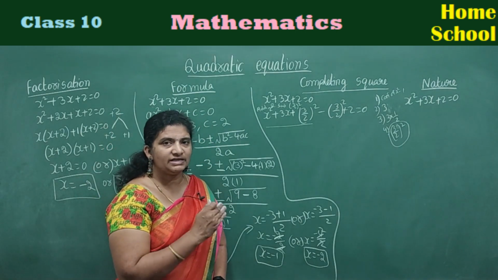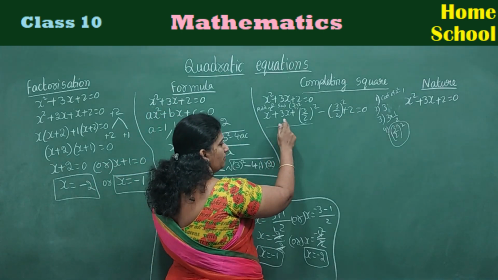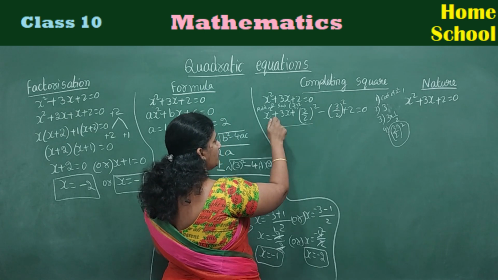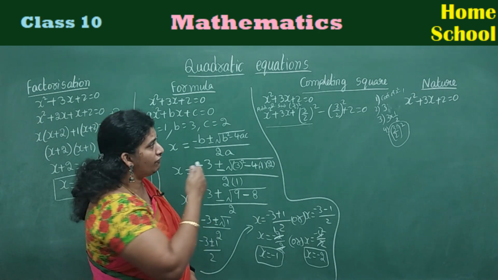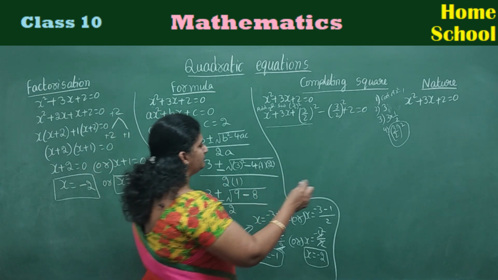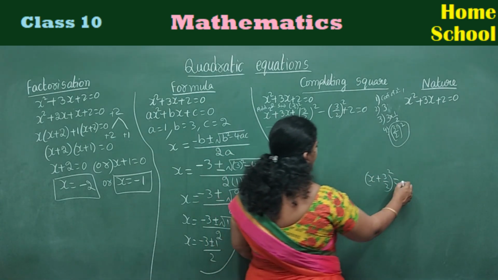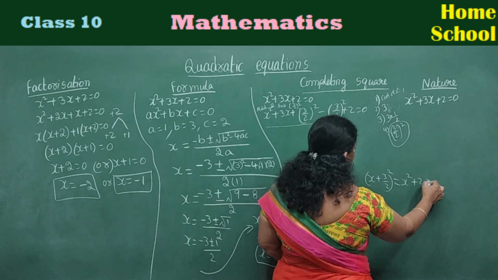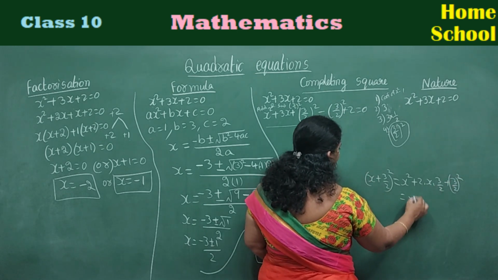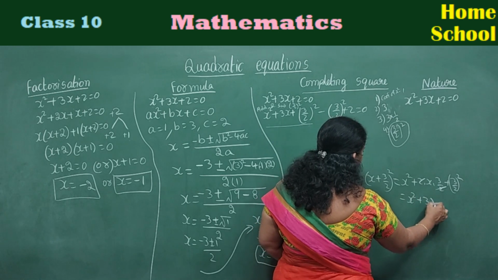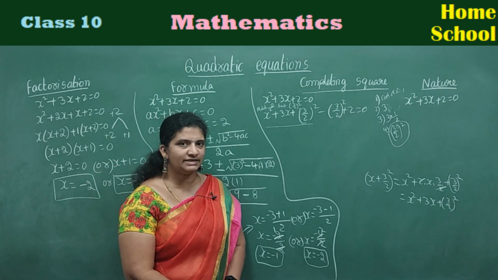Which formula? a square plus 2ab plus b square. If you have a negative sign here, we need to write a minus b whole square. If you want, you can check it out. x plus 3 by 2 whole square is nothing but x square plus 2 into x into 3 by 2 plus b square. The 2 will be cancelled: x square plus 3x plus 3 by 2 whole square. Observe that, children, is it correct?